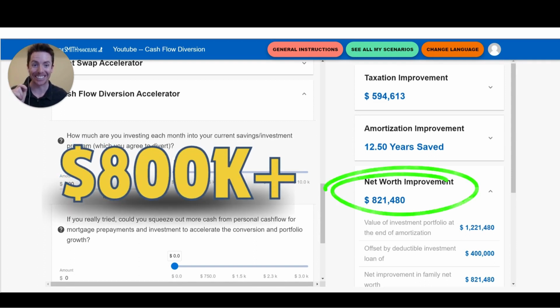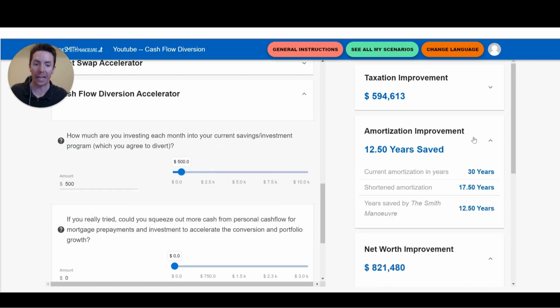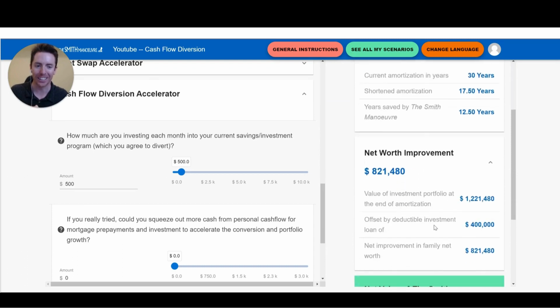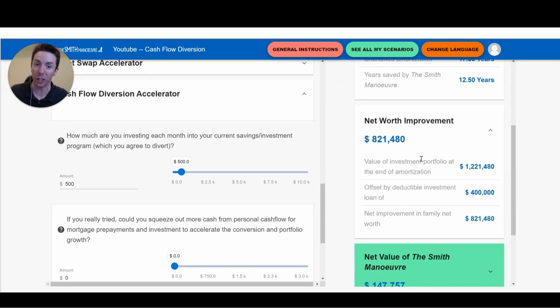Now we're starting to see some good stuff, right? So we went from initially 4.5 years cut off to now we're 12.5 years cut off. So we're down from 30 years. We're going to have our mortgage shortened, our amortization shortened to 17.5 years. And look at our net worth, guys. Holy, right? That was 200 grand when we started. Now it's up to 820.